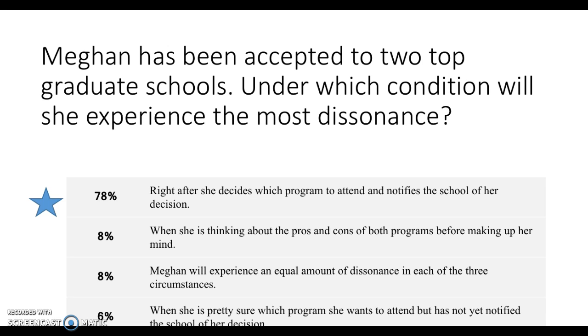Okay, so this first question is talking about being accepted to graduate schools, and they're asking under which condition will she experience the most dissonance. When I'm thinking about most dissonance, I'm thinking about most justification for action. So right away, I replace that dissonance word in my head with justification. The answer here is right after she decides which program to attend and notifies the school of her decision. Here she's committed to the process. She's already committed to the school, and she's going to have to justify to herself why that was the best one. When she's thinking about the pros and cons of both programs before making up her mind, she's not committed to either one of those, so she's not going to be trying to justify a decision after the fact. Remember that dissonance happens after the decision is made.